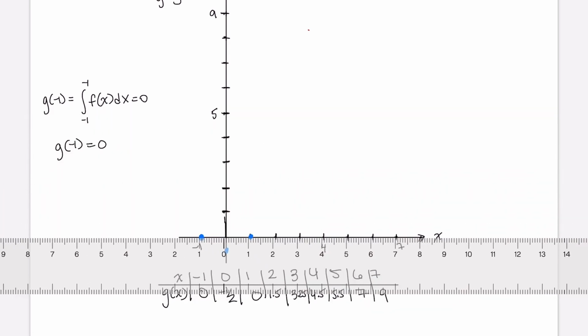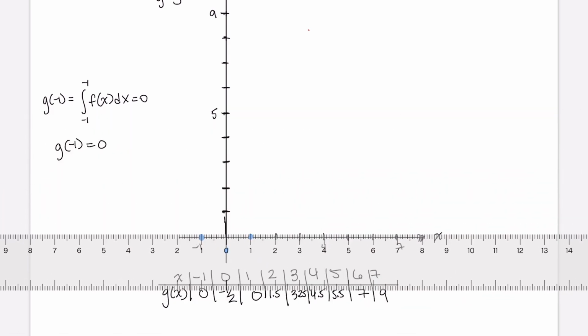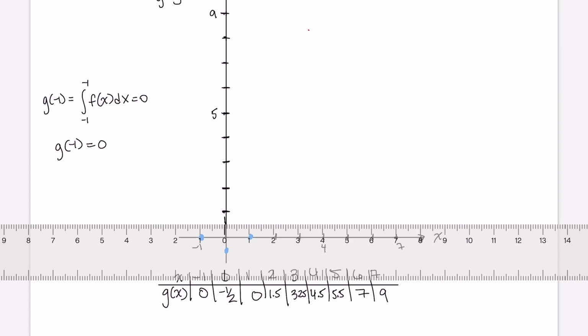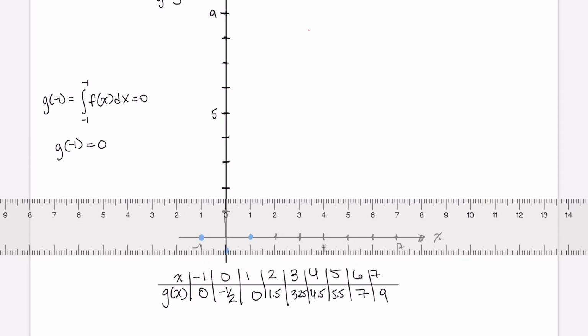And since I use the same scale as the labels on my ruler, I can go up vertically to 1.5 here. 1.5. There's 1, here's 1.5. And I know that at this 2 mark, the x, or the input of 2, gives 1.5, so I can draw a dot there.